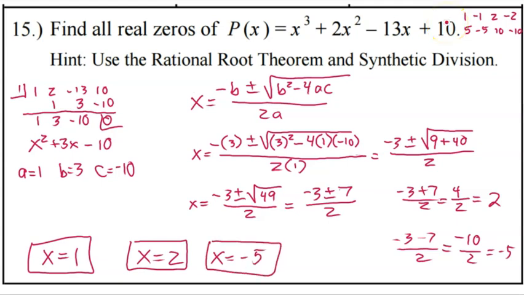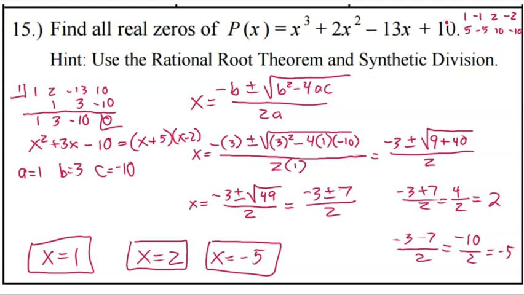Now the fact that we came up with whole numbers for our other two roots means that this thing over here was factorable. x squared plus 3x minus 10 is factorable. We could have just factored it into x plus 5 times x minus 2, and that would have given us x equals 2 and x equals negative 5, which is what we came up with using the quadratic formula. So we could have factored it, but we did the quadratic formula, but either way we got all of our zeros. And that's it for number 15.